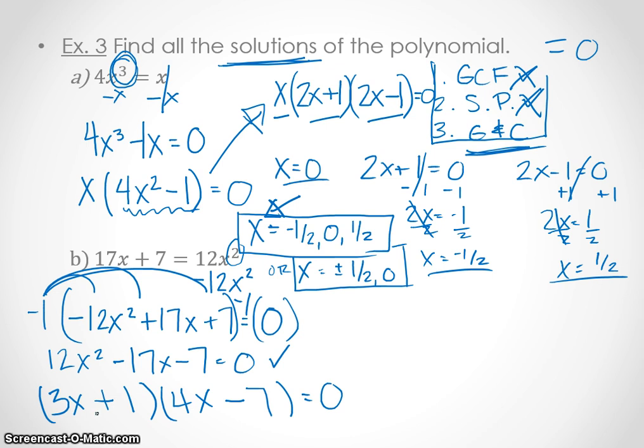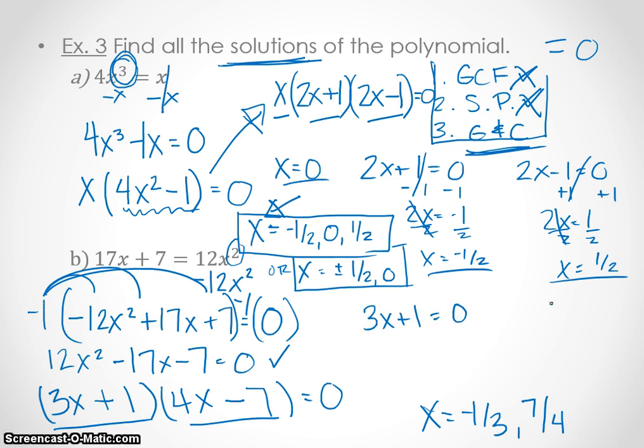Now, if you're looking at these, this is going to be a negative 1 over 3, so that's going to be one solution. And then the other one is going to be a positive, because it's opposite this, 7 over 4. Now let's just double check to make sure. Let's set each of these things equal to 0. Make sure I did it right. 3x plus 1 equals 0, and then 4x minus 7 equals 0.